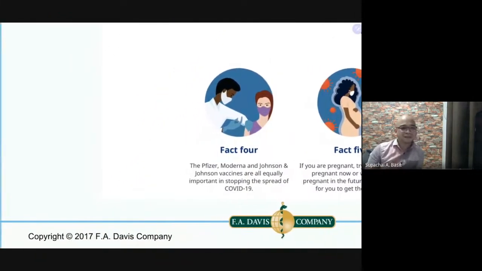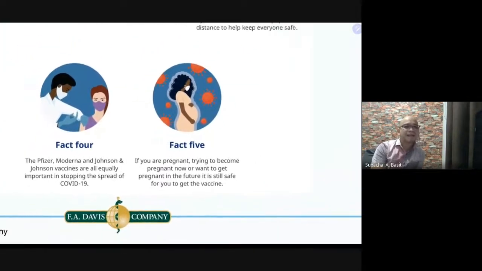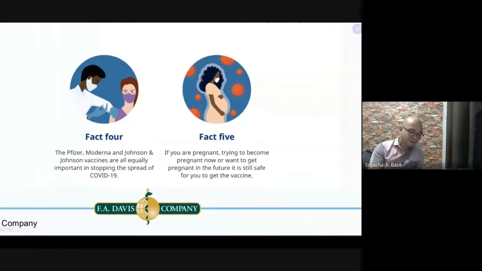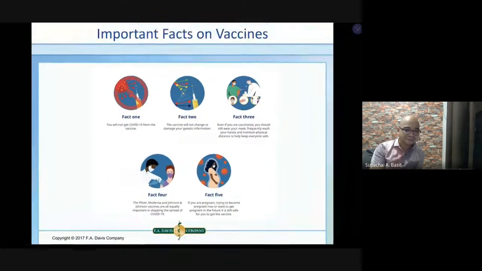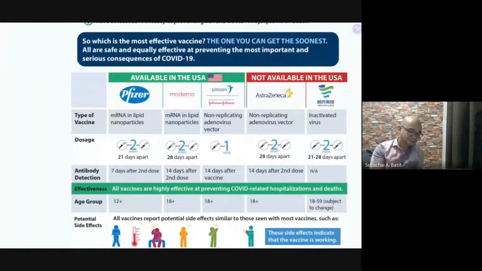Number four, yung three vaccines na nabanggit, they're all equally important in stopping the spread of COVID-19. Fact number five, if you are pregnant, trying to become pregnant now, or want to get pregnant in the future, it is still safe for you to get the vaccine. Okay, so these are the key features.